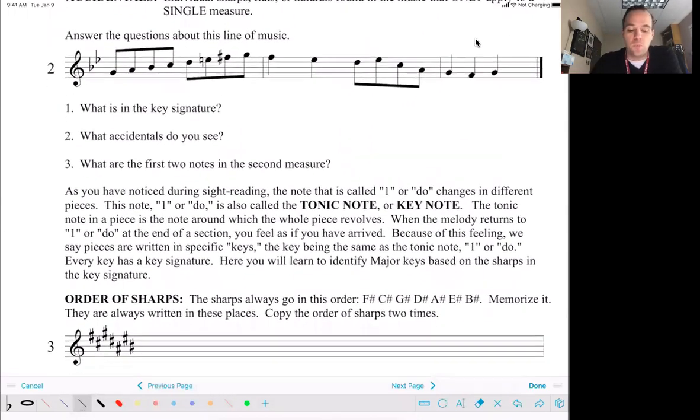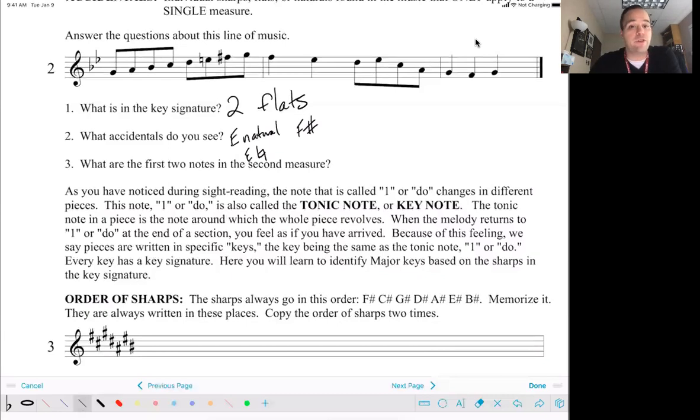So question 1, what is in the key signature? I would answer maybe 2 flats. That would be my answer to that. What accidentals do you see? And I see E natural, and I see F sharp, right? Or you could have written E with the natural sign, either way.